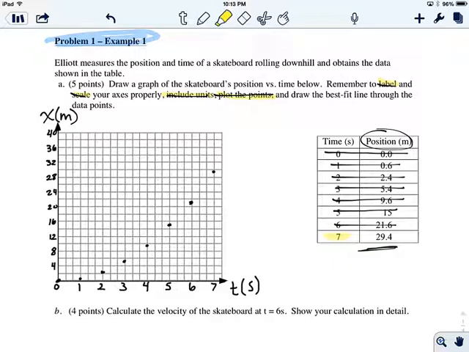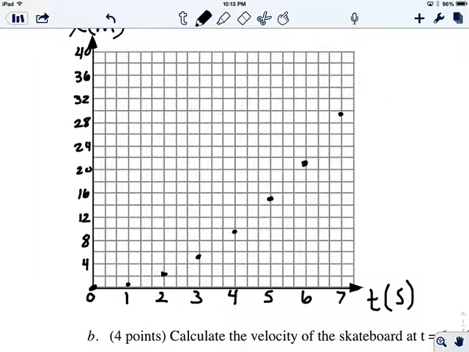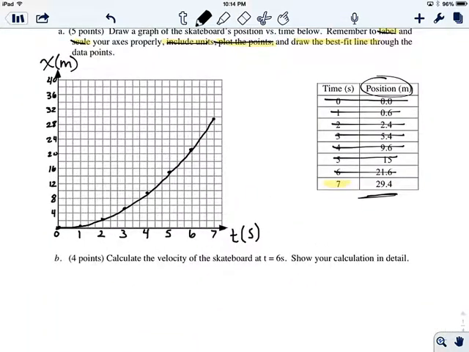All right, now it wants me to draw the best fit line. Last unit, a best fit line would have been straight. Now in this unit, a best fit line is not going to be straight. These things are clearly curving, okay? So I'm going to draw my best fit line to follow the curve. So I should have a nice curved line. I don't want a straight line because I know that I'm accelerating. I'm not increasing by the same amount every time. My velocity here is increasing.